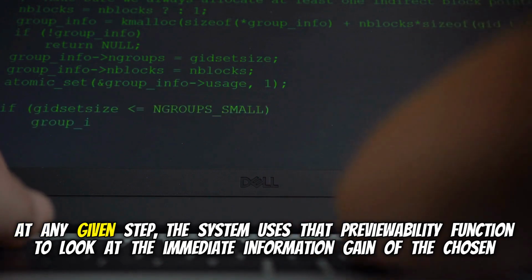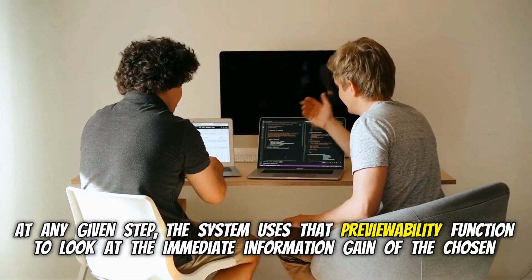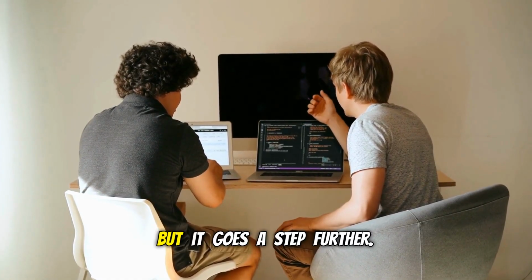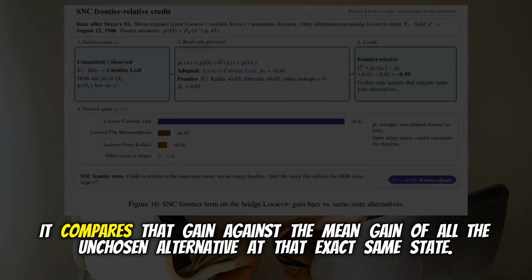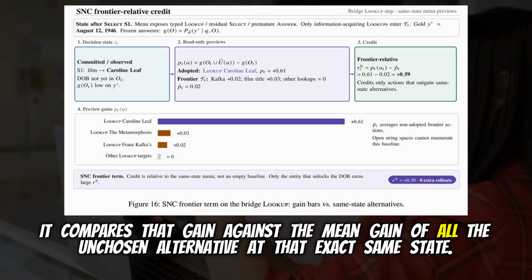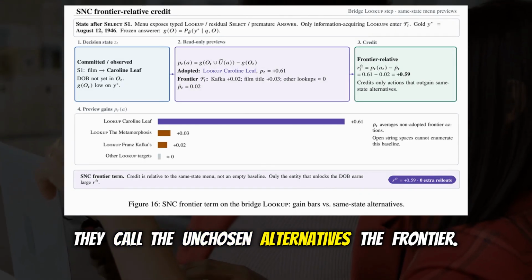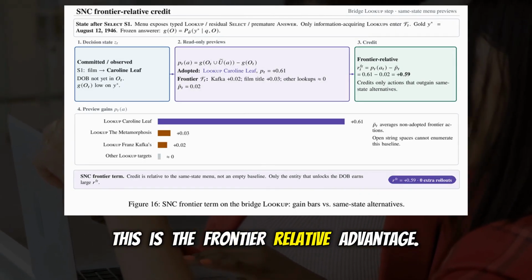Okay. At any given step, the system uses that previewability function to look at the immediate information gain of the chosen action. Right. But it goes a step further. It compares that gain against the mean gain of all the unchosen alternatives at that exact same state. They call the unchosen alternatives the frontier. This is the frontier relative advantage.